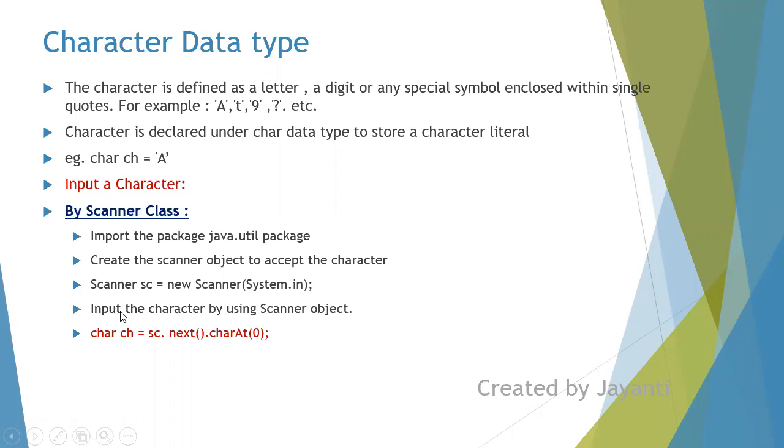Now how do you input the character? This is how to input the character by using the scanner object. This can be asked. So how to read a character using the scanner object? It will be sc.next().charAt(0). This is the way it will be copied to ch. So sc.next().charAt(0). Okay, so that is the scanner. So how to input a character?